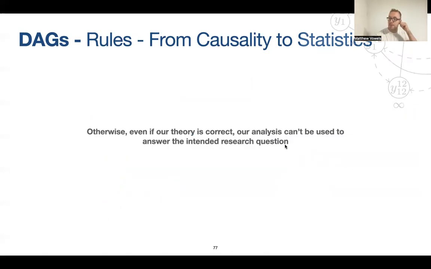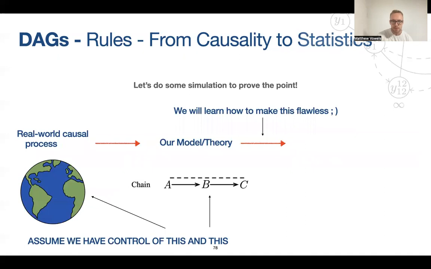Even if our theory is correct, our analysis can't be used to answer the intended research question if it doesn't match the theory. And this is why it's so important to have a clear theory represented as a formal graph, because otherwise it's not clear whether our analysis is correct or not. It's not clear whether our analysis is consistent with that theory. And if our theory is very verbal, very descriptive, very vague and flexible at the same time, it doesn't help us specify our analysis.